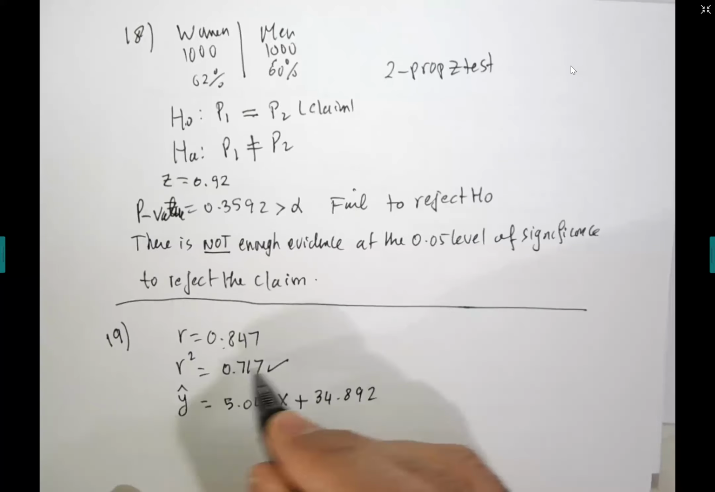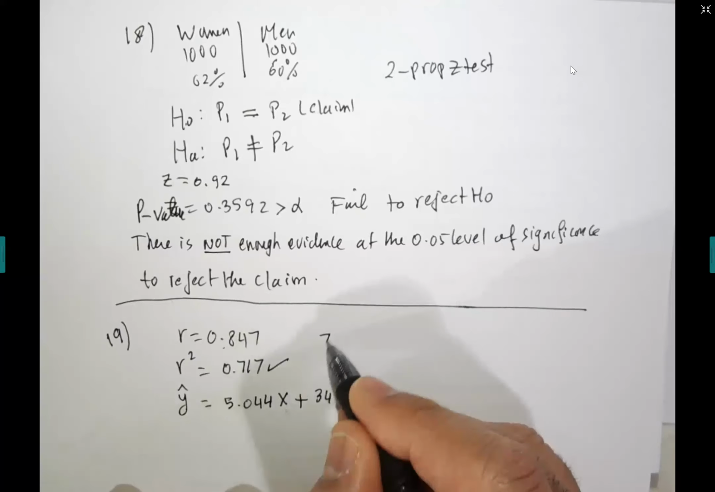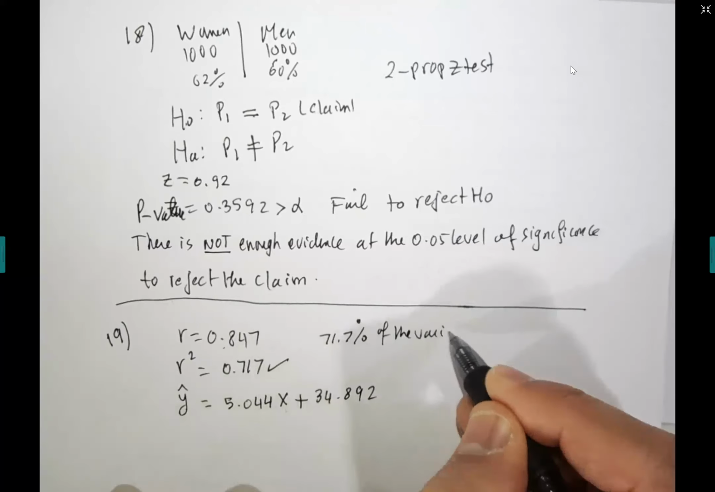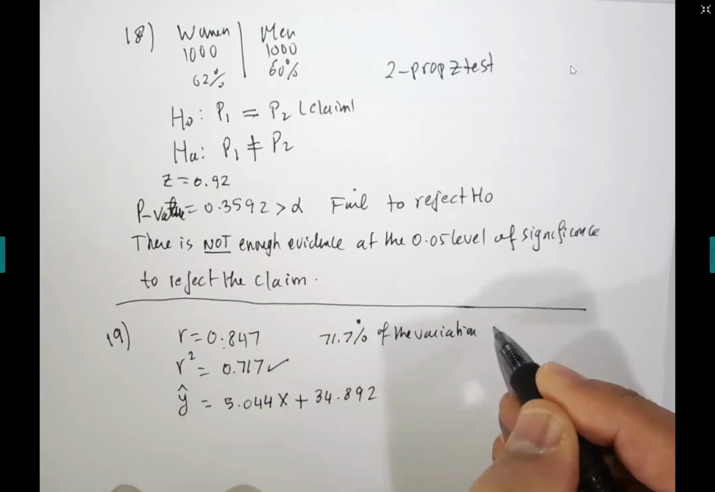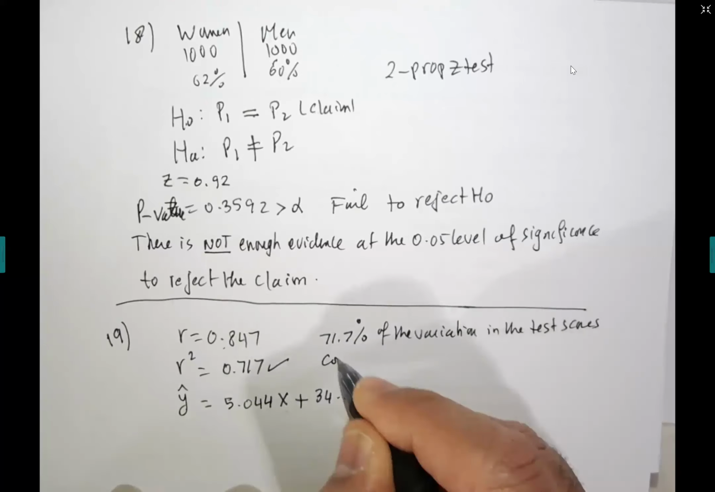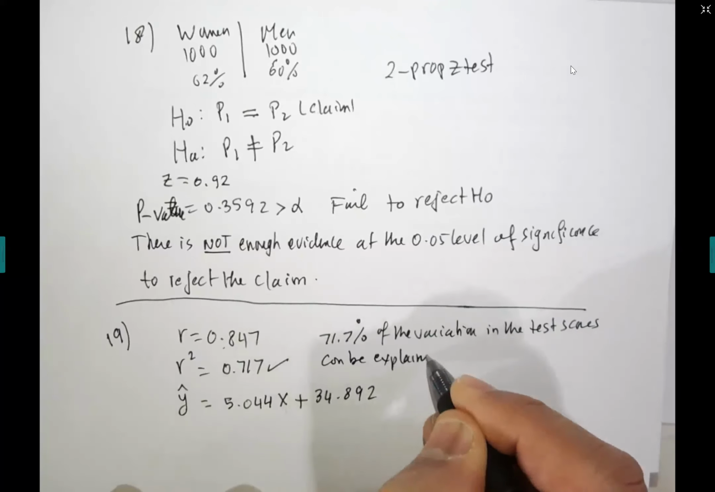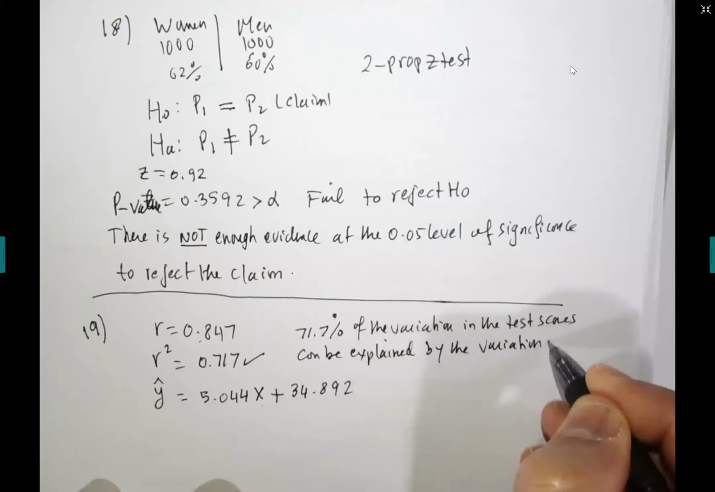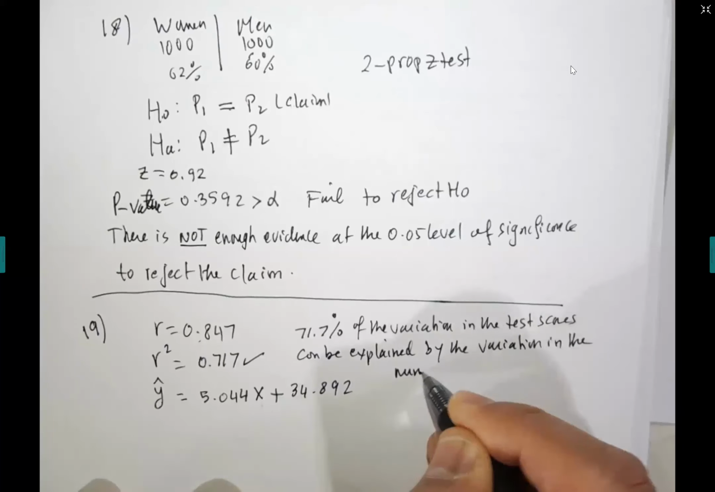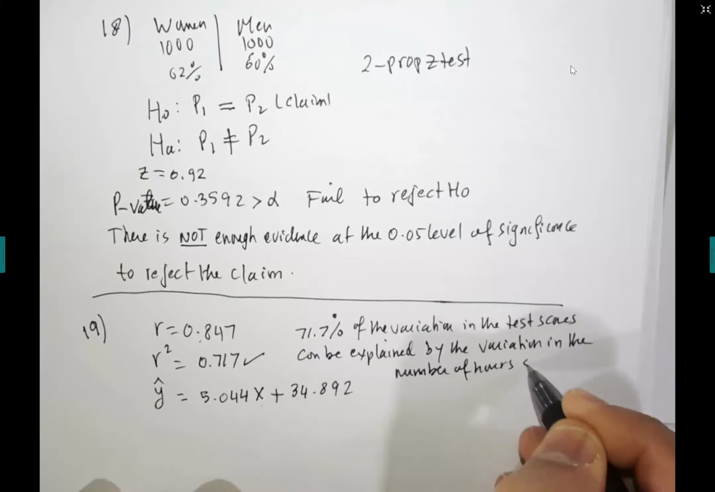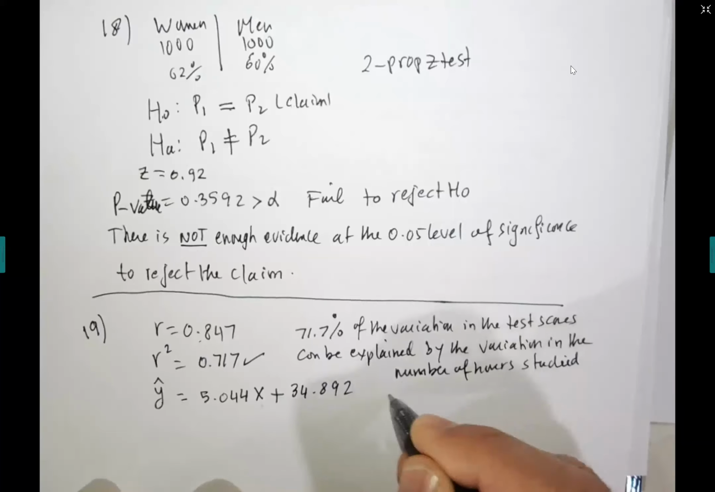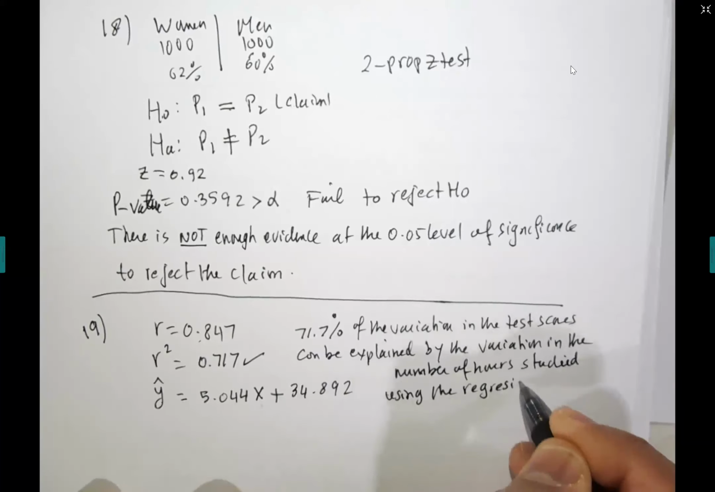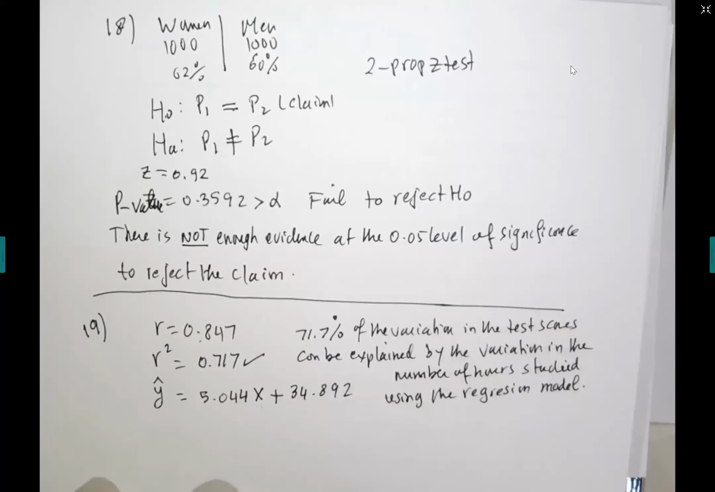Here's how you write the explanation for R squared. You change it to a percent: 71.7% of the variation in the test scores can be explained by the variation in the number of hours studied, using the regression line. So this is the interpretation for R squared, guys.